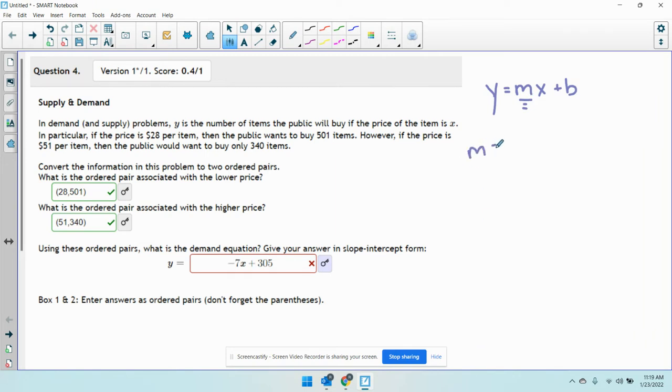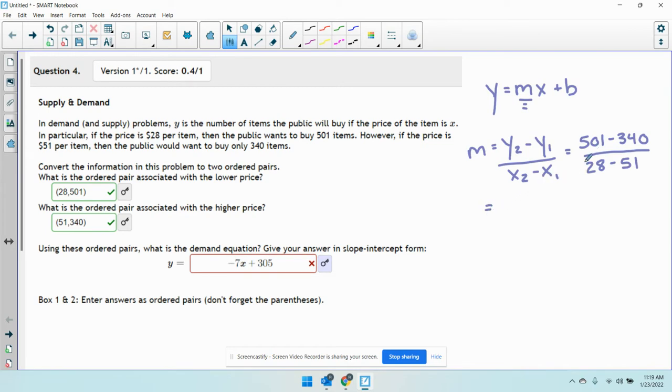So we have that slope formula, which is y2 minus y1 over x2 minus x1. So my slope is going to be y2, which we'll say is 501, minus 340, over, and make sure you have the corresponding x underneath the corresponding y. This is going to be 28 minus 51.